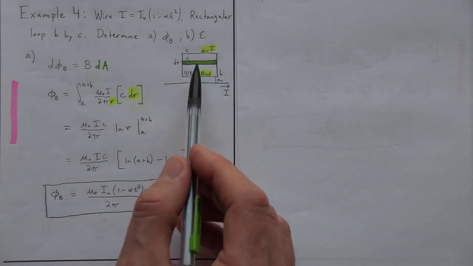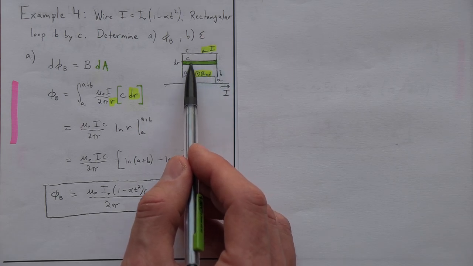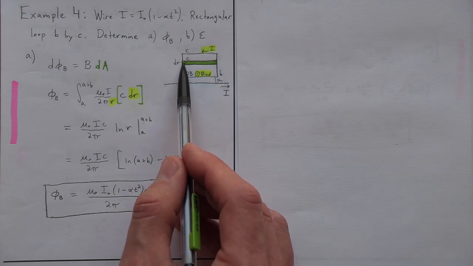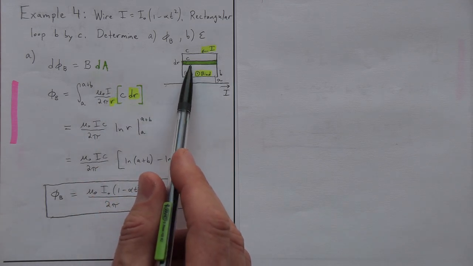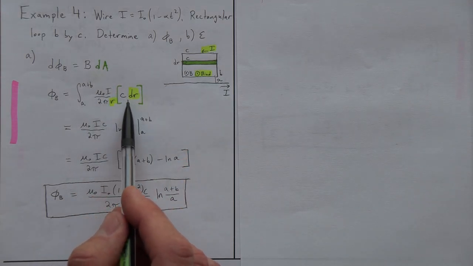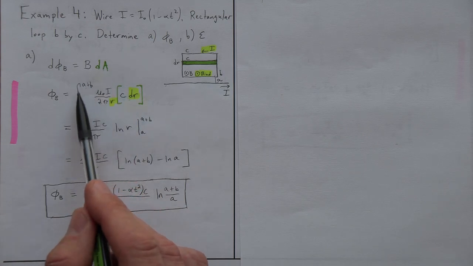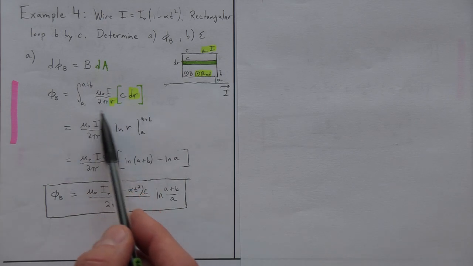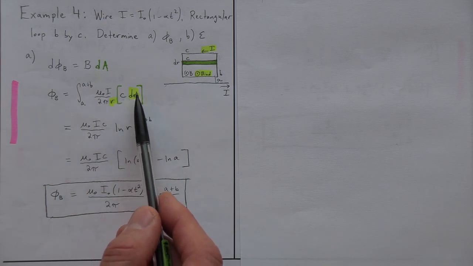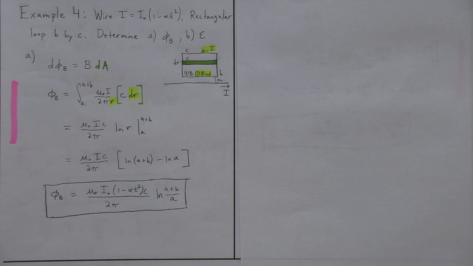Now, the area dA is the area of this rectangle, which is c, times this, which is dr. So c dr is the area of that shape. So I have B times area, and I'm integrating that. B dA integrated. Everything is a constant except for the dr and the r. So I'm integrating dr over r, which gives me the natural log. And I gathered the constants up front here.